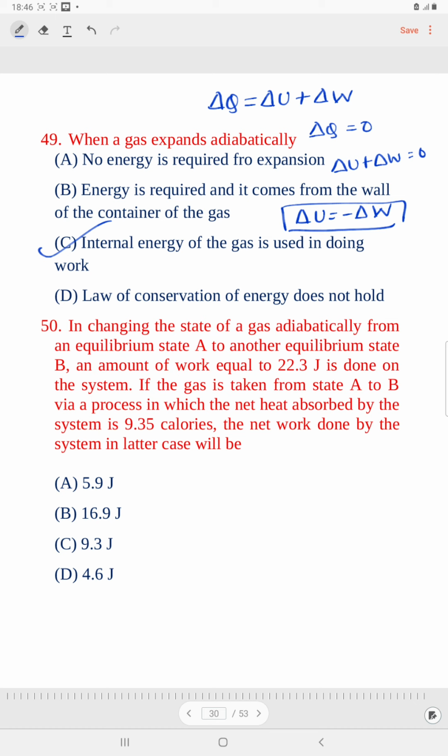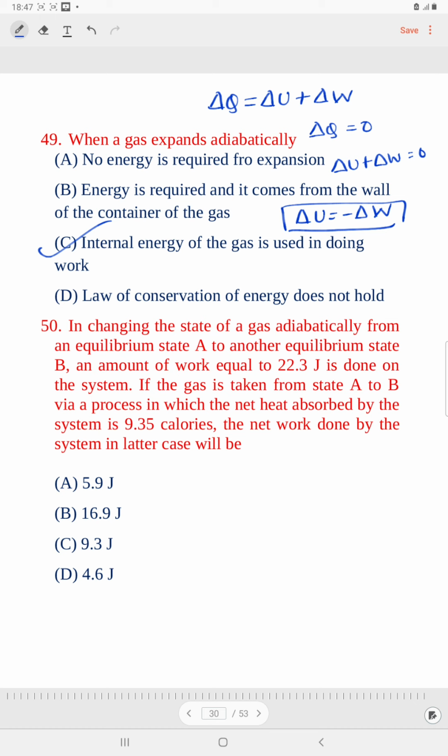Next, 50. In changing the state of a gas adiabatically from an equilibrium state A to another equilibrium state B, the amount of work equal to 22.3 joule is done on a system. That means you are changing the state of a gas adiabatically. From A to B, the work done is 22.3 joule. If the gas is taken from state A to state B via a process in which the net heat absorbed is 9.35 calorie, then the net work done in the second case is.